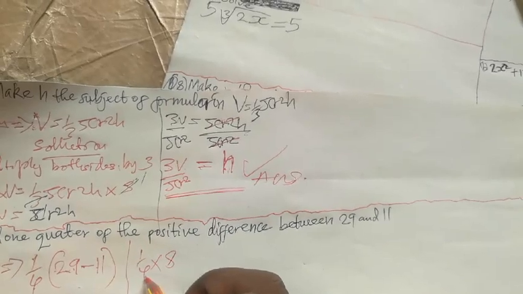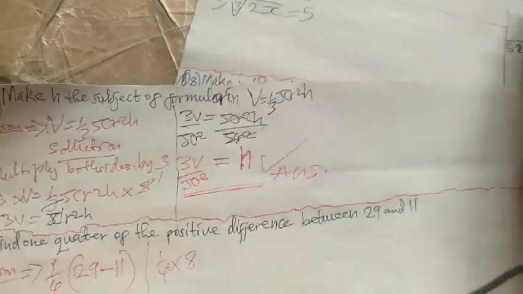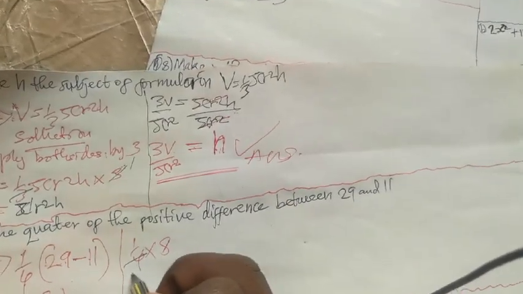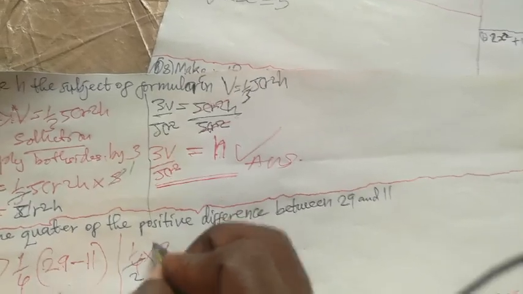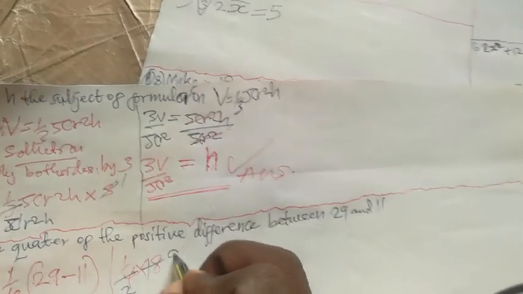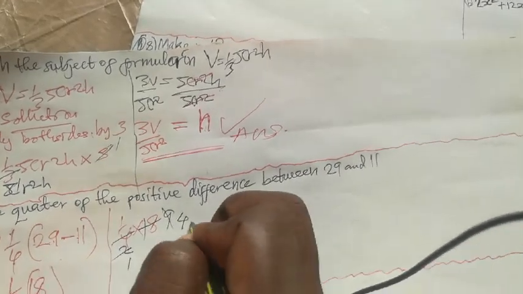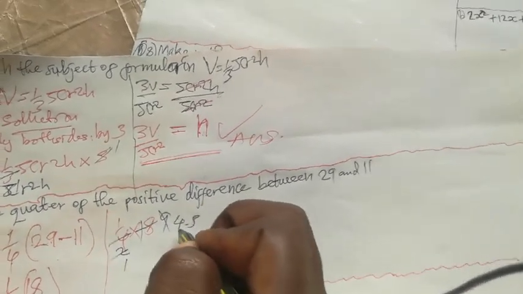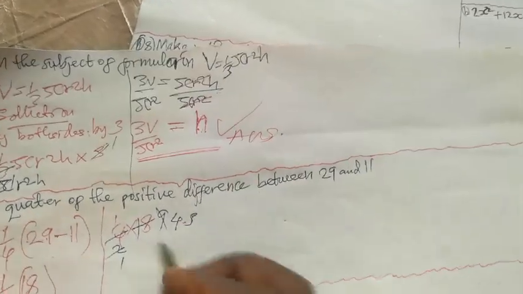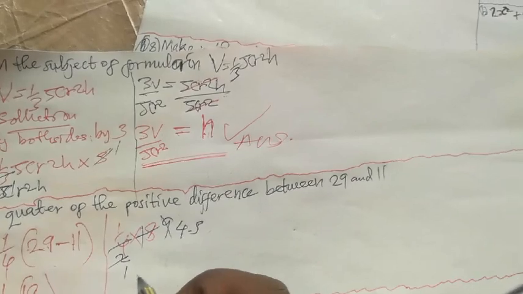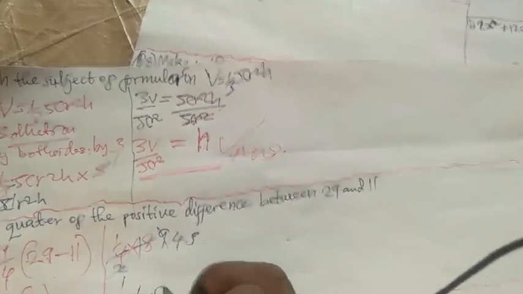A quarter of 18. Here we are going to divide by 2. 18 divided by 2 is 9, divided by 2 again is 4.5. Therefore, the required answer is 4.5.